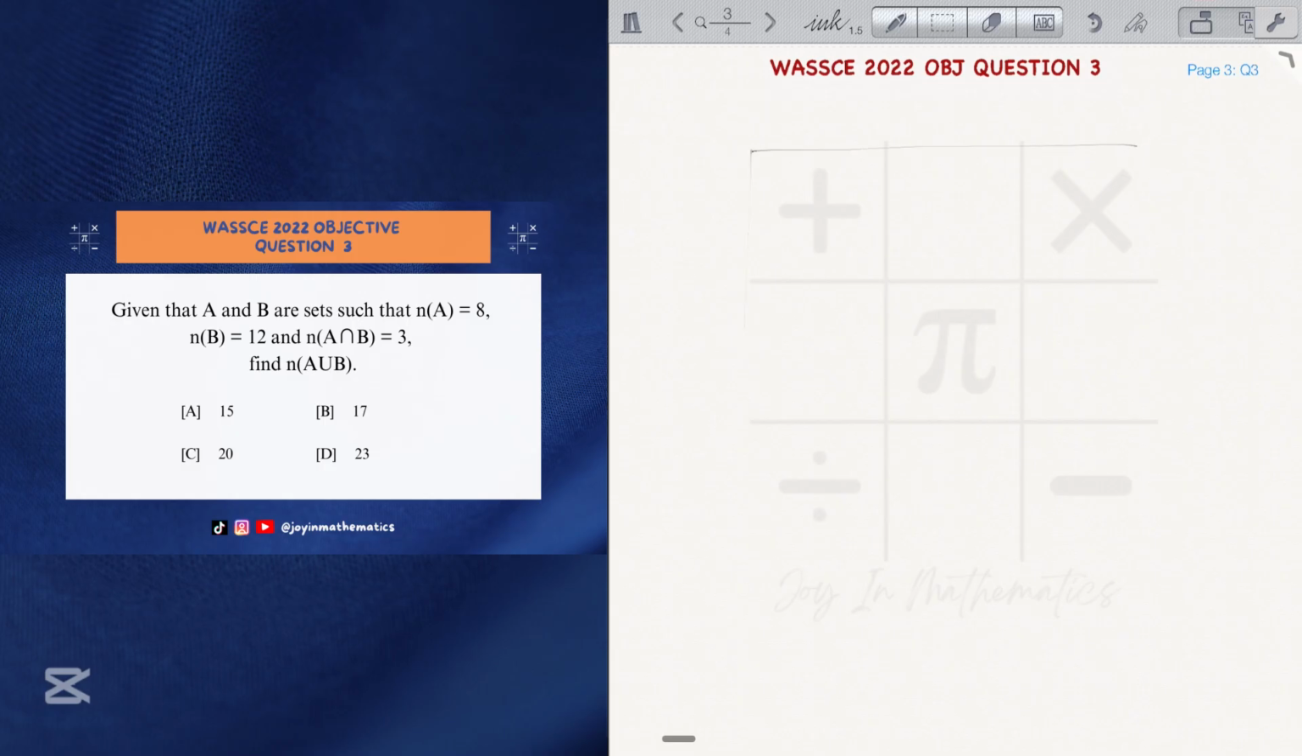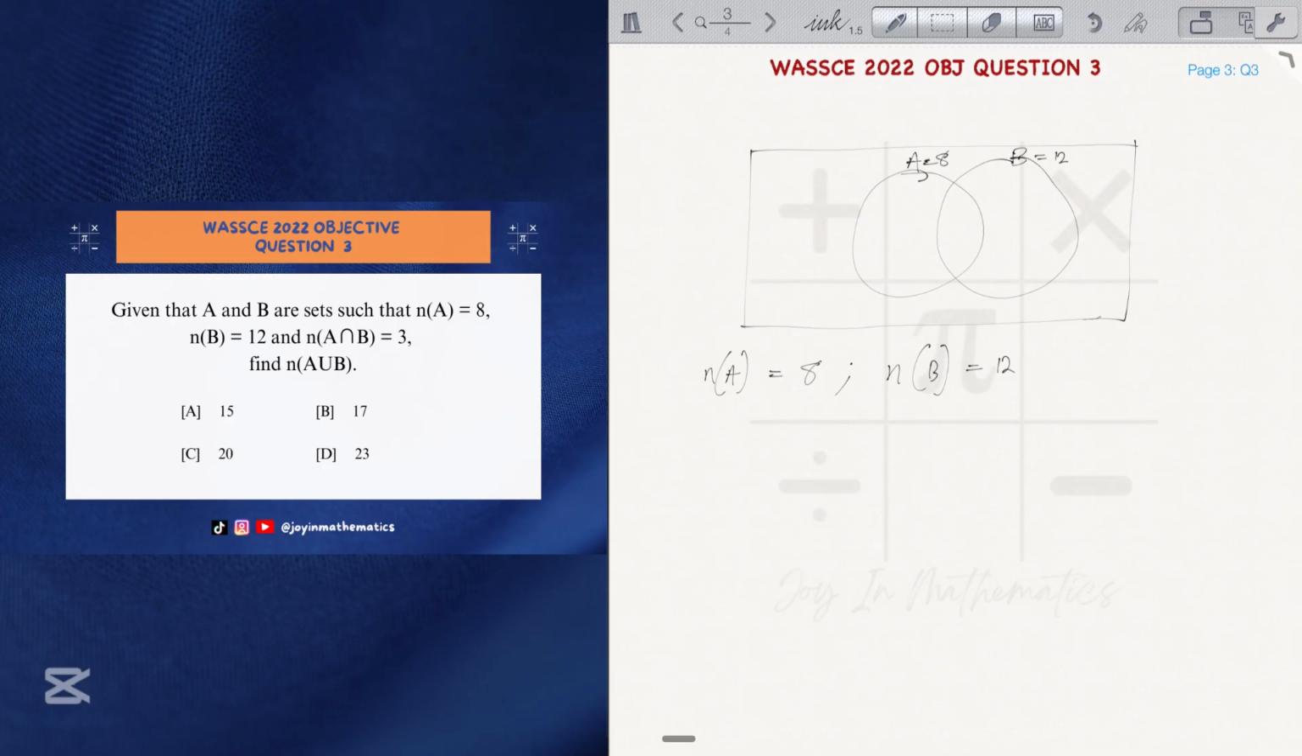We're not given the universal set, that is the total, but we are given the components. We have A and we have B. Let's call this A and let's call this B. In the question, we're given that n of A, that's cardinality of A, is equal to 8. Similarly, we're given that n of B, that's cardinality of B, is equal to 12. So we have that B is equal to 12.